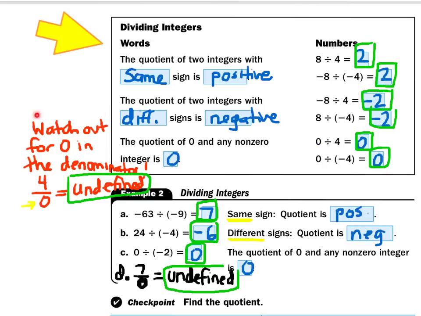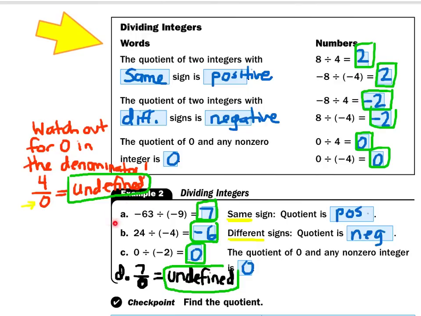But this is something I want you to add in your notes. You always want to watch out for 0 in the denominator. That would be a problem. 4 divided by 0, when 0 is in the denominator, the answer is undefined. It is not a number answer. It is undefined. You cannot do division by 0 in algebra. So please add that to your notes.